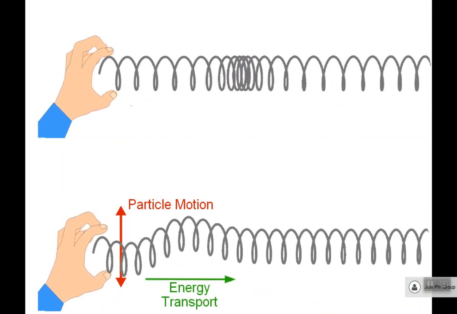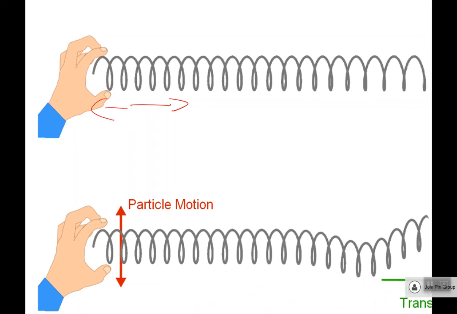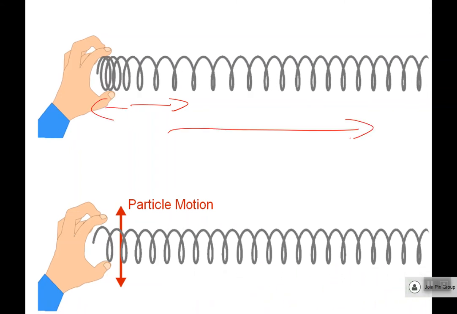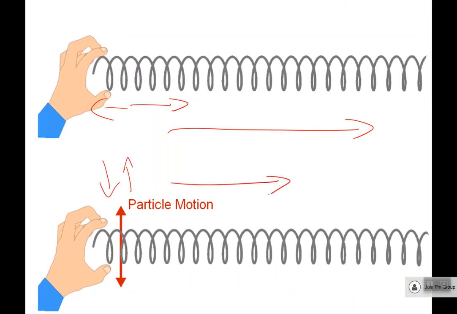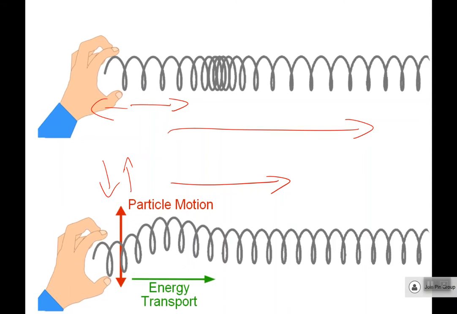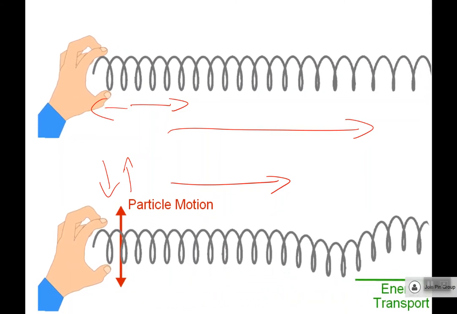If you look in either case, the Slinky has been oscillated that way, and the energy goes this way. And in this one, it's been oscillated up and down, and the energy goes that way. So a wave is where you have an oscillation that transfers energy through a medium.